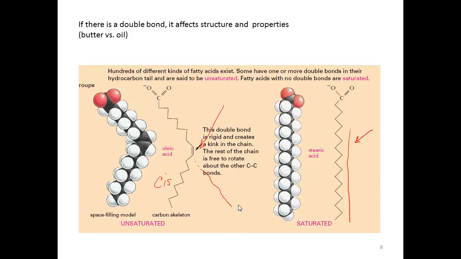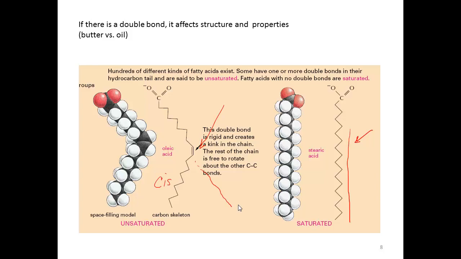When we look at the space-filling models, we notice that there's a real large consequence from the double bond, a geometric consequence that affects the overall shape of the chain. This unsaturation makes the fatty acid highly kinked. Now imagine if you're trying to pack many fatty acids together, as closely as they can be packed. You can imagine that you can pack the saturated fats much more closely and easily than the unsaturated fats because of the kinks. So fats that contain unsaturated fats will be less densely packed.